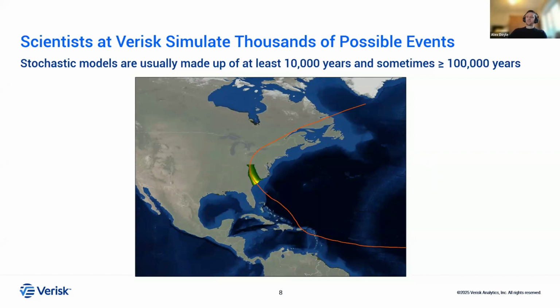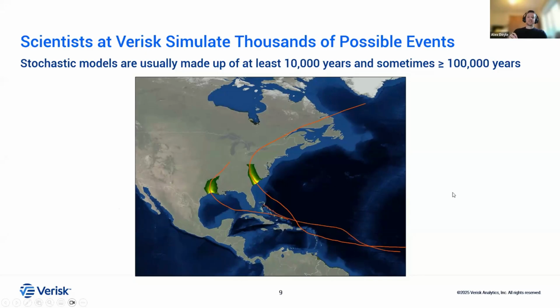Now, we build stochastic catalogs made up of at least 10,000 years and often actually much more. In this animation, we see an example of one stochastic hurricane track. And this stochastic hurricane track has its wind footprint upon its landfall over the United States, shown in parts of the Carolinas here. And you can see that we actually track these hurricanes throughout their life cycle to give a complete view of the wind footprint and potential damage and losses over land.